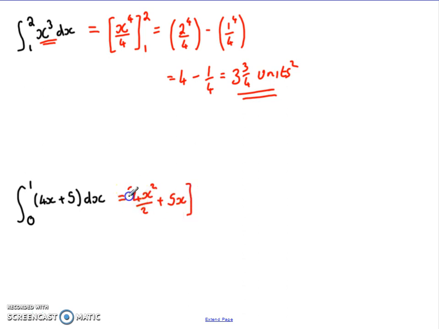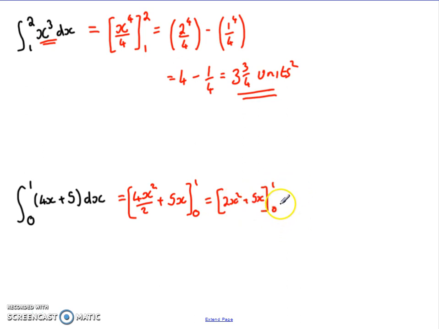We then put it in our integrated brackets and say the limit is between 0 and 1. Now at this stage, if you can simplify it, simplify it. So 4x squared over 2, I can simplify the constants for that, and I get 2x squared plus 5x between 0 and 1. So I've now got the integrated version and I now know my limits.